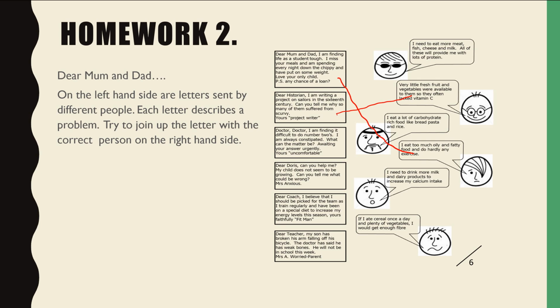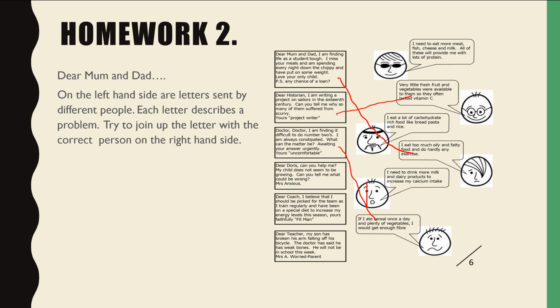Number 3, "Doctor, I am finding it difficult to do number 2s. I am always constipated. What can the matter be? Awaiting your answer urgently. Yours, uncomfortable." So a lack of fibre can lead to constipation. So this person needs to make sure that they are eating cereal once a day and plenty of vegetables to get enough fibre.